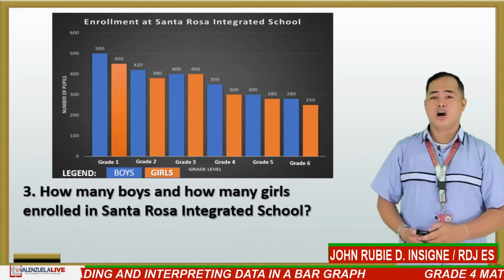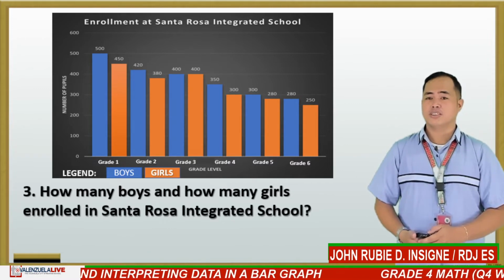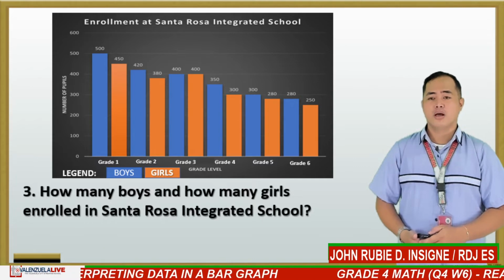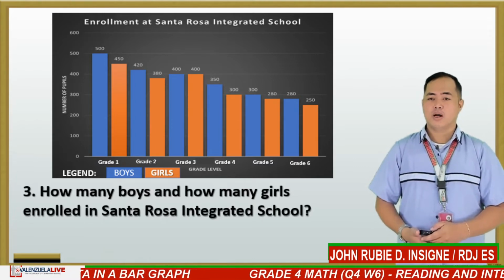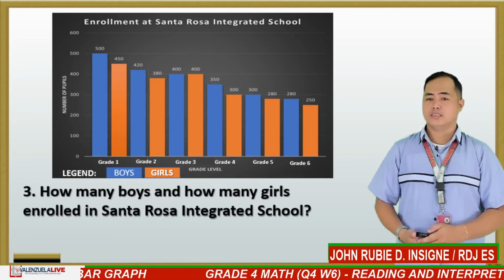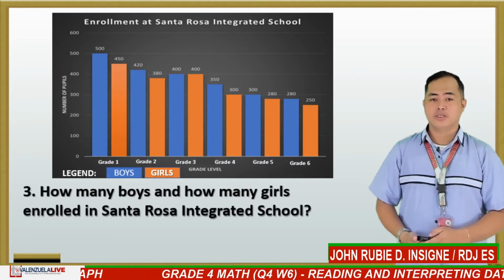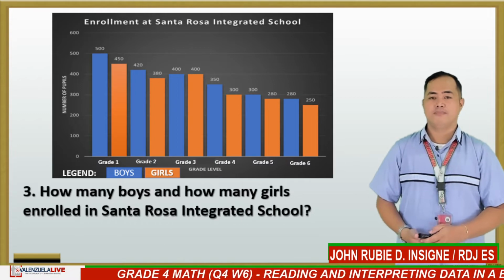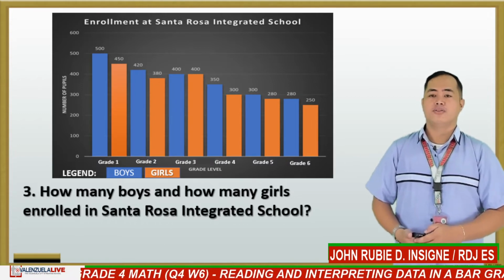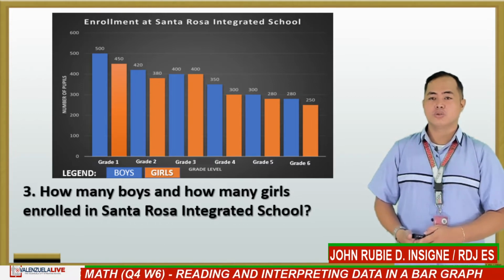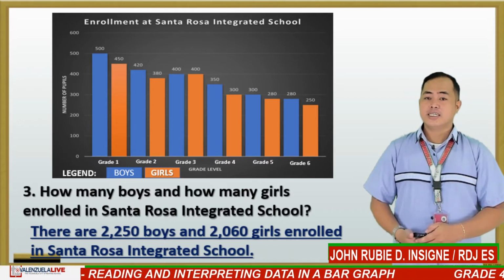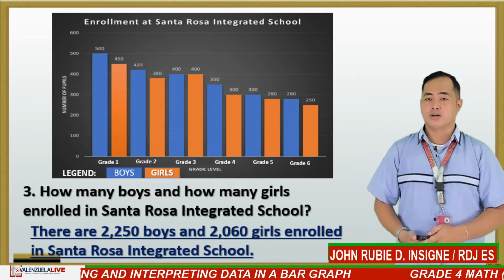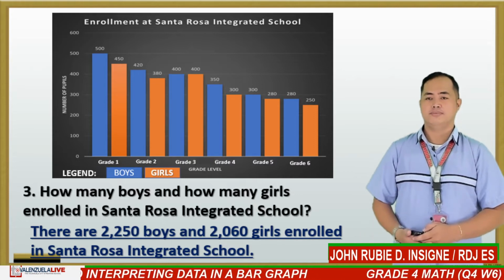How many boys and how many girls enrolled in Santa Rosa Integrated School? To solve, add all the boys from grade 1 to grade 6, which is the color blue, and all the girls, which is color orange. Therefore, there are 2,250 boys and 2,060 girls enrolled in Santa Rosa Integrated School.